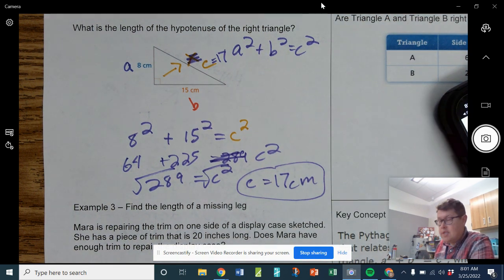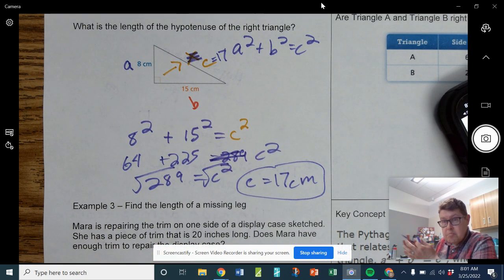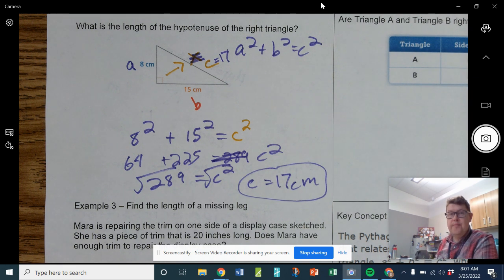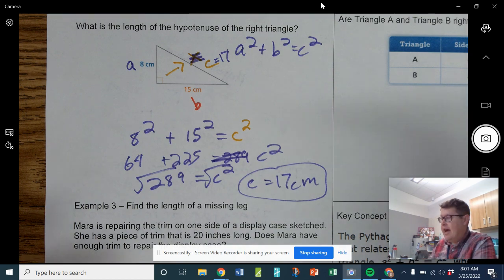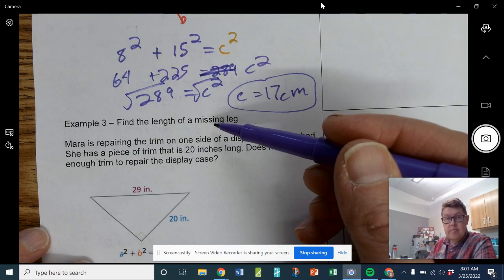And you can double check this. If it's longer than either of the other two when you're finding the hypotenuse, then it makes sense. It's logical that that's what your answer is going to be, okay? So that's one kind of problem you're going to see, right? The other kind of problem is when you're searching for missing sides, right? You'll either find a missing hypotenuse or you'll find a missing leg, okay?